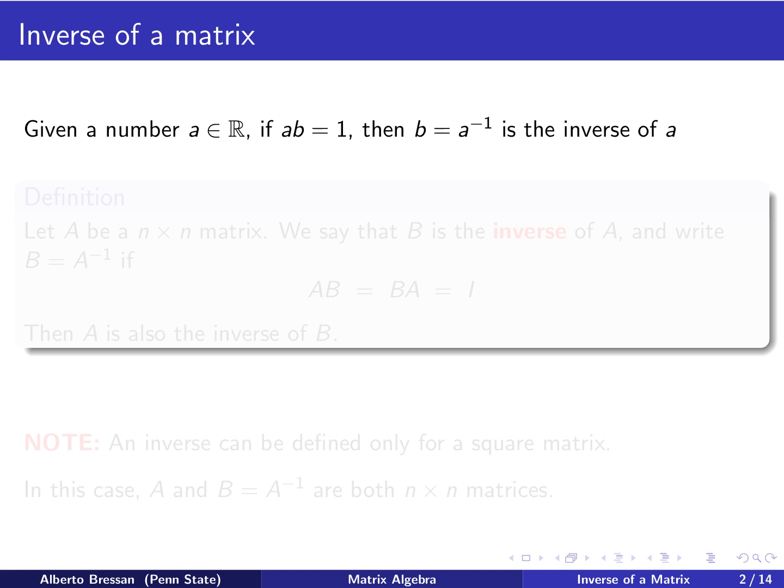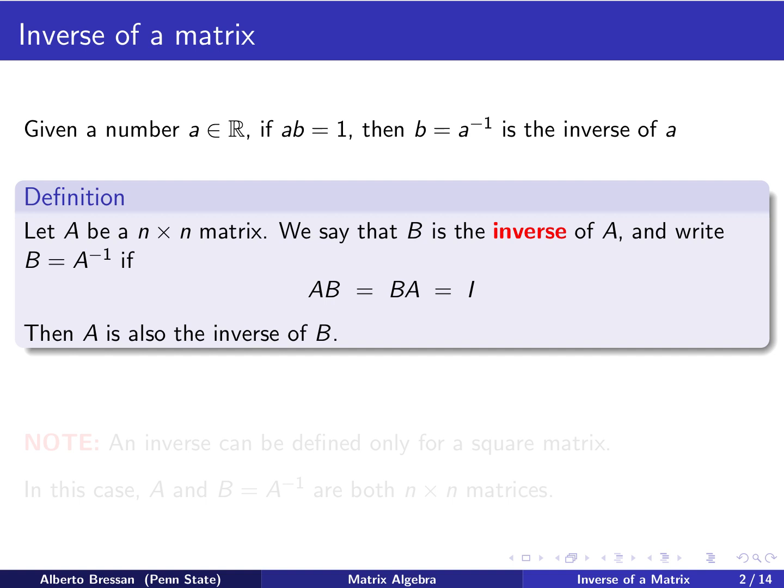Let's first recall the concept of an inverse in relation with a number. Let's say we have a number, we call it A, it's a real number. And then if there exists another number B such that A times B equals 1, then this number B, which we know is just A to the power negative 1, is called the inverse of A. And now we wish to define a similar concept for a matrix.